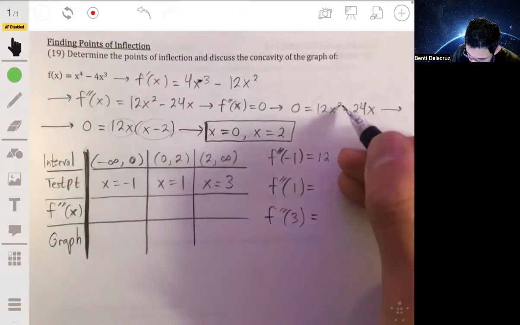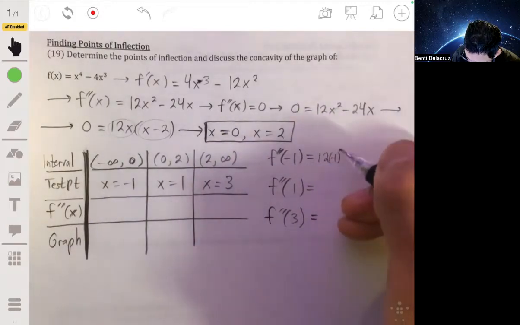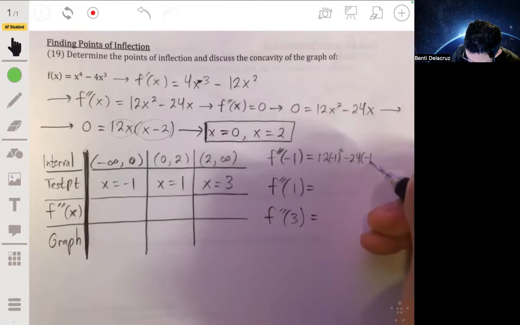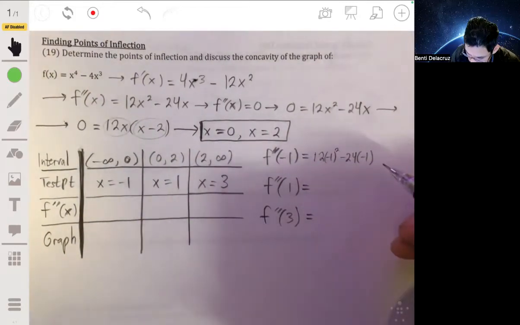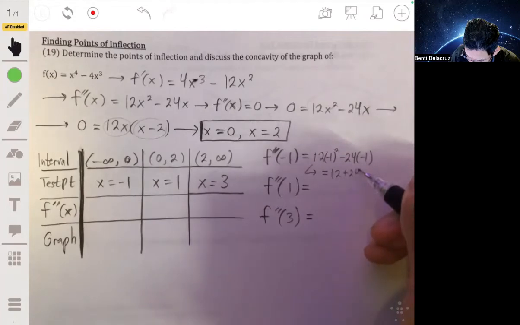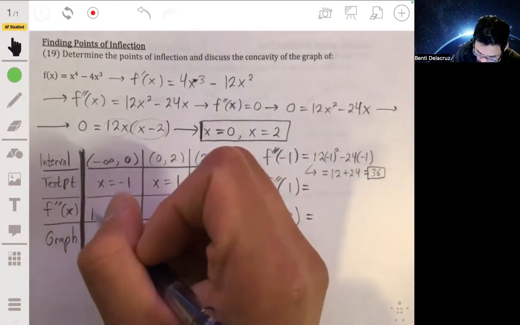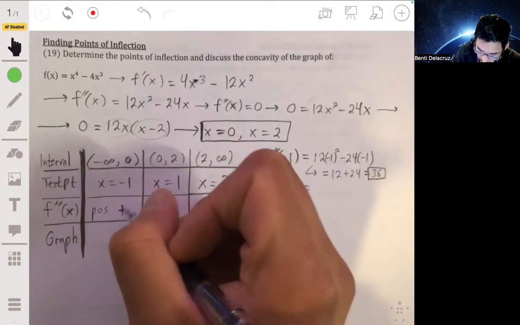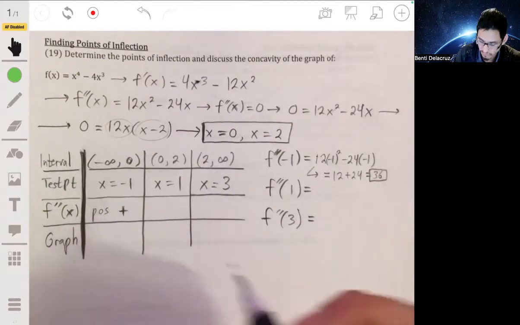12 times -1 squared minus 24 times -1. That'll give me just 12 times 1, or just 12 plus 24. So I'll get 36. 36 is a positive number, so I'll put a plus sign. That's good. We really just care about the sign of the second derivative.